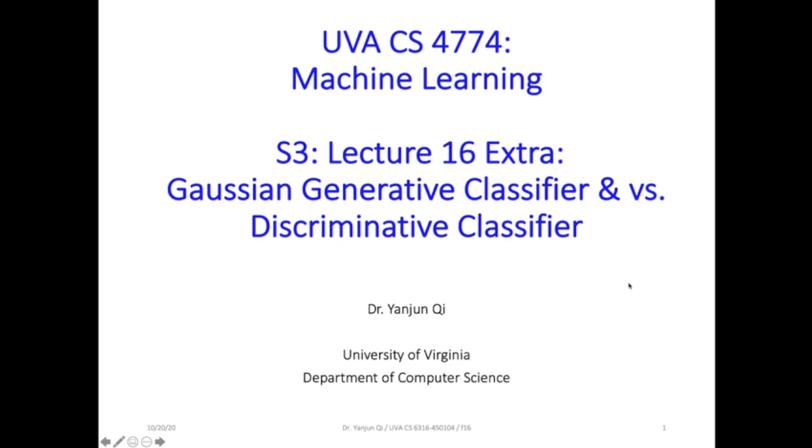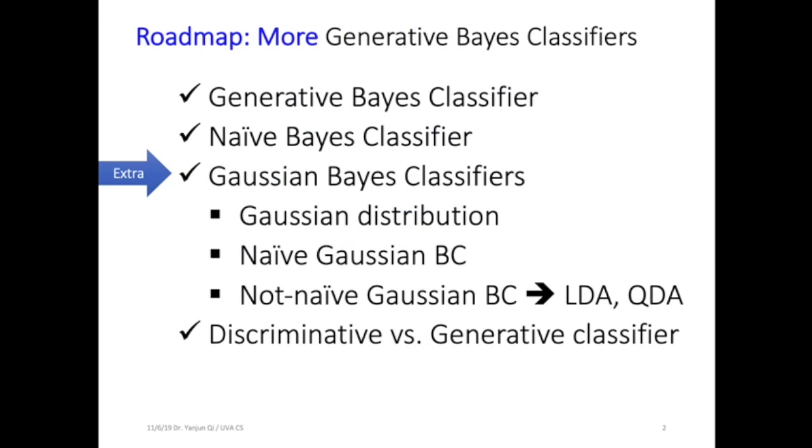All right. So this is for section 3 in the actual content for lecture 16, Gaussian generative classifier, and also very small parts. It's about comparing generative classifier with discriminative classifier. All right. So this is the module 1. So in the module 1, we will focus on Gaussian-based classifier and start from Gaussian distribution and naive-based Gaussian-based classifier, and also the not naive version Gaussian-based classifier.